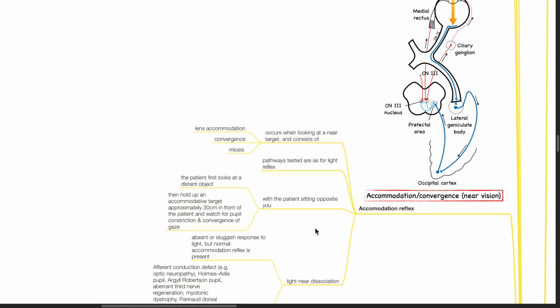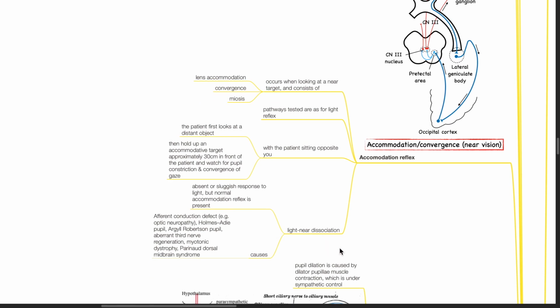Light-near dissociation. There is absent or sluggish pupillary response to light, but a normal accommodation reflex is present. Causes of light-near dissociation include afferent conduction defect, such as in optic neuropathy, Holmes-Adie pupil, Argyll Robertson pupil, aberrant third nerve regeneration, myotonic dystrophy, Parinaud dorsal midbrain syndrome, etc.